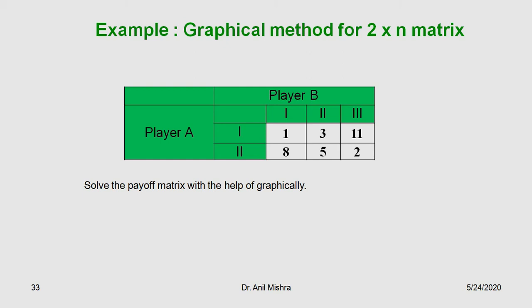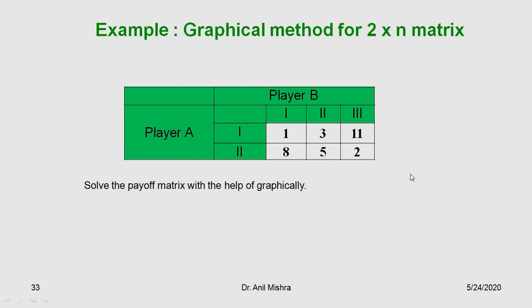Now, is there a saddle point in the solution? Let's check it. In the first row the minimum is 1, in the second row the minimum is 2. Out of those 1 and 2, 2 is the maximum. In the same manner, in the first column 8 is the maximum, in the second column 5 is the maximum, in the third 11 is the maximum, and out of those 8, 5 and 11, 5 is the minimum. So 5 is never equal to 2, which means there is no saddle point solution.